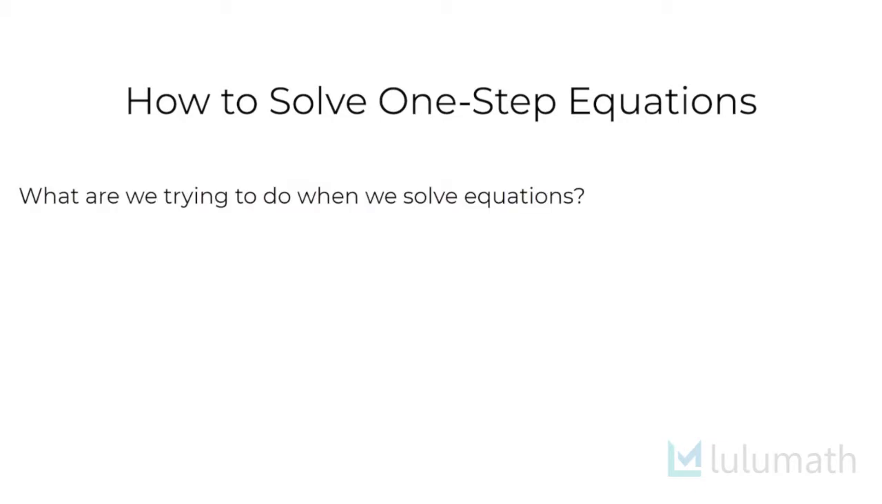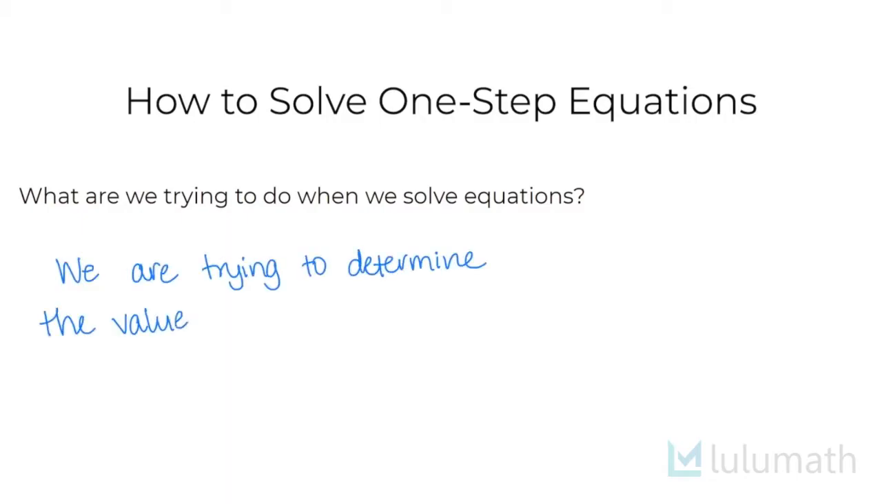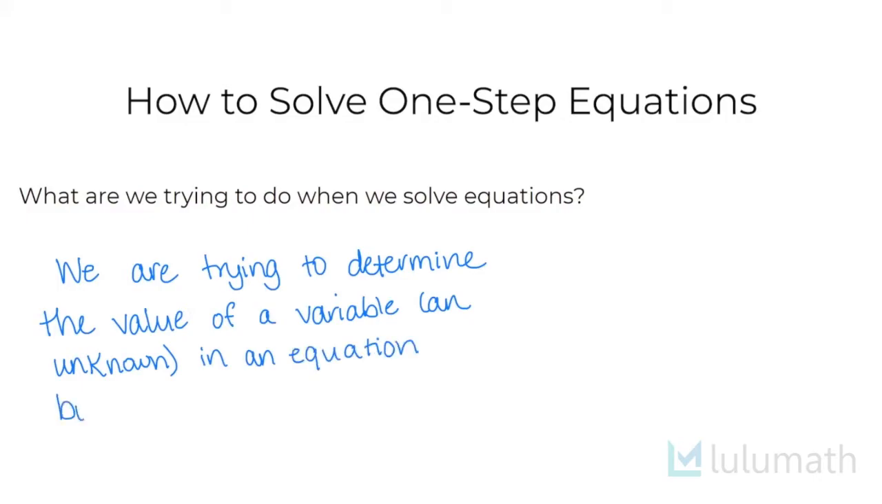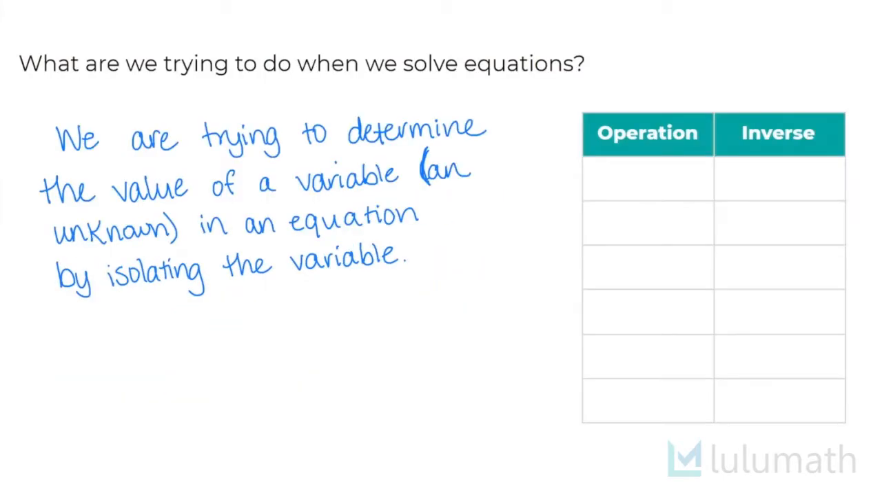So for starters, what are we trying to do when we solve equations to begin with? We are trying to determine the value of a variable or an unknown in an equation by isolating the variable. Now, how do we isolate the variable? We do inverse operations. And inverse operations are just opposite operations.